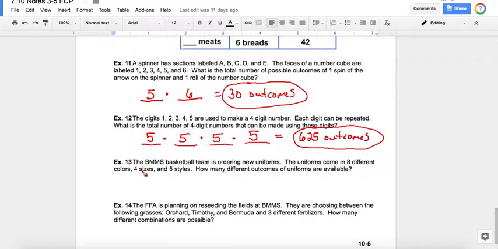Okay, example number 13. The BMMS basketball team is ordering new uniforms. The uniforms come in 8 different colors, 4 sizes, and 5 styles. How many different outcomes of uniforms are available? So we have 8 different colors, 4 sizes, and 5 styles. 8 times 4 is 32, and 32 times 5 is 160 outcomes.